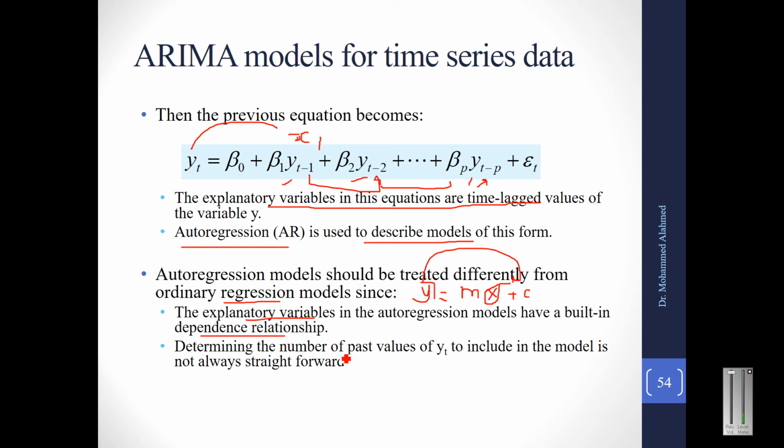Second thing, determining the number of past values of yt to include in this model is not always straightforward. Another good point made here: you do not know for how long you should take the lagged versions. If you remember simple exponential smoothing, we were going almost till the oldest value, but it had a very small weight. So again, to conclude, autoregression basically defines the model in terms of previously lagged values.